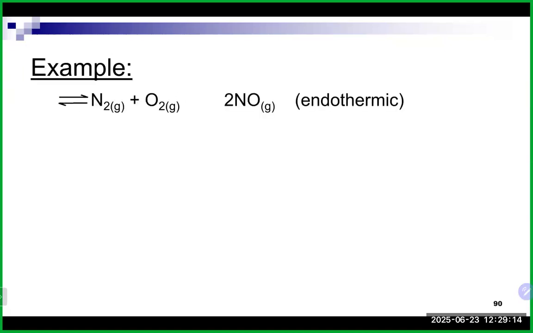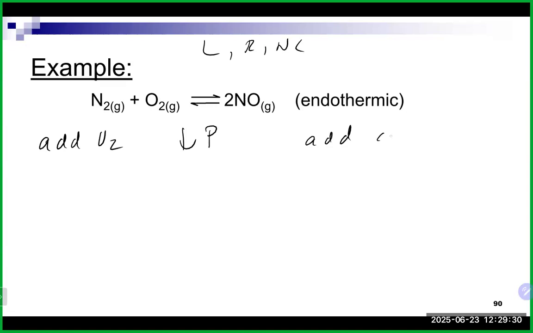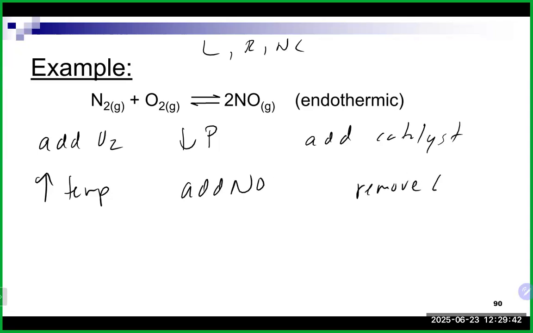That's the same one. Let's see this one. All right, what's going to happen? Same thing here. We're going to go to the left, we're going to go to the right, or no change if we do the following. Let us add O2, let us decrease the pressure, let us add a catalyst, let us increase the temperature, let us add some NO, let us remove some O2.